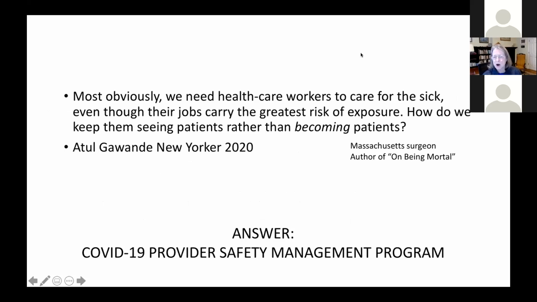The author, Atul Gawande, who's also a Massachusetts surgeon, had a New Yorker article just a few weeks ago talking about the importance of the healthcare worker caring for the sick, and then posing the question, how do we keep healthcare workers seeing patients? Please, if people can please mute, I'll just talk over you.